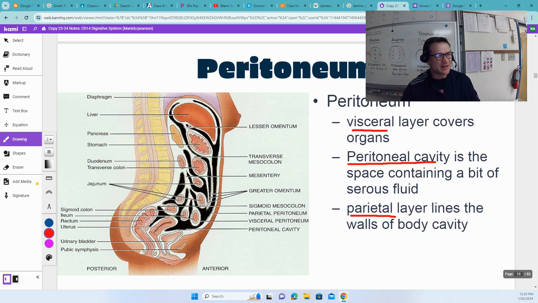Now, one thing you can see here is the lesser omentum that connects the liver and the stomach. So these structures are not separate. It's one continuous layer of tissue. So you move down from the lesser omentum past the liver, and hey, now you've got the greater omentum, the fatty apron that drapes over the transverse colon and the small intestines. So the peritoneum is one continuous layer of tissue.